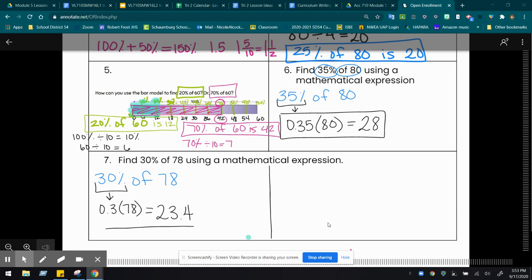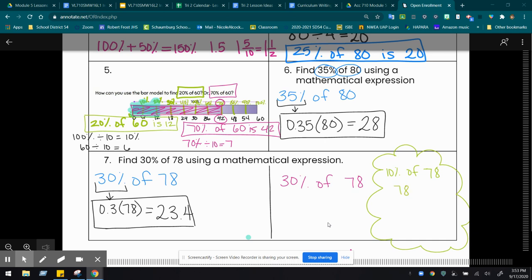Now, one trick I absolutely love to do, especially when I'm out to dinner and I'm trying to leave a tip for somebody, is using the 10% rule. So 30% of 78. Same problem, we're just going to solve it in a different way. I'm going to use a little thought bubble here because this is what I'm doing mentally. I can find 10% first. Based on what we know about place value, we know moving the decimal place over 1 is 10%.